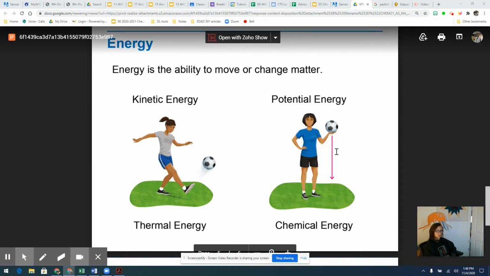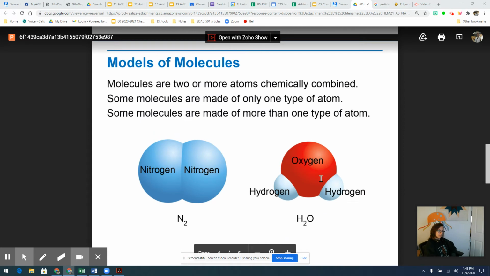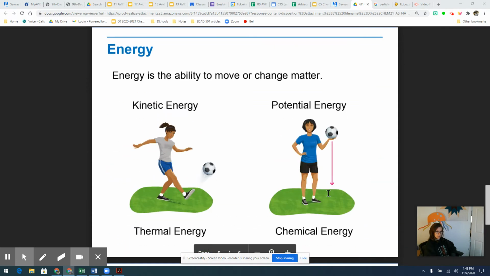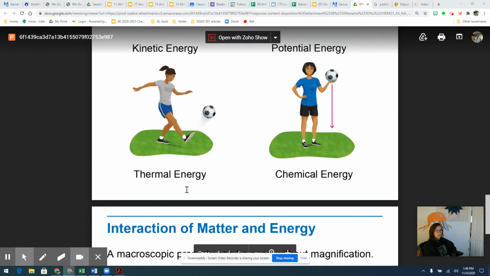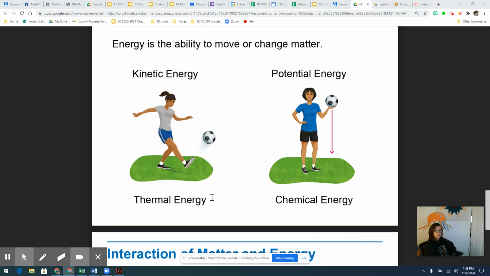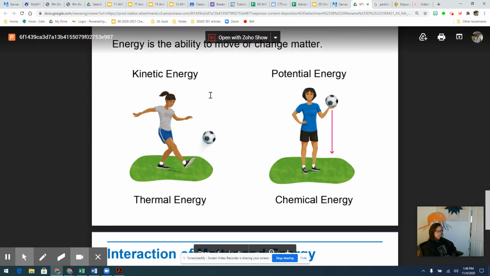So instead of a soccer ball, now we have, you can kind of imagine these as being closer or farther apart from each other, these atoms here that make a molecule, and there's potential energy stored in those bonds. And we'll talk more about that later. Thermal energy, as you guys have already learned, is all about the motion of molecules and atoms. And so as something heats up, the molecules actually vibrate a lot more, or a lot faster. And so thermal energy is another type of kinetic energy.